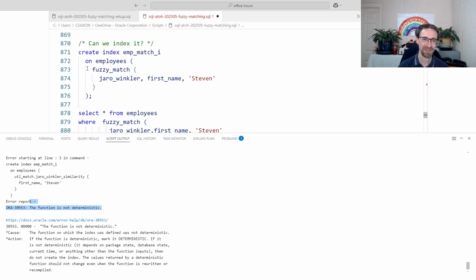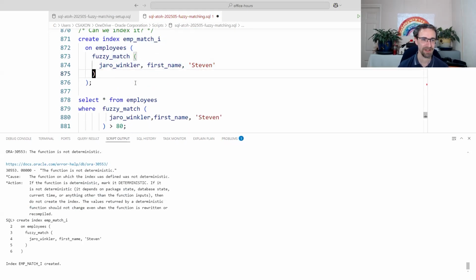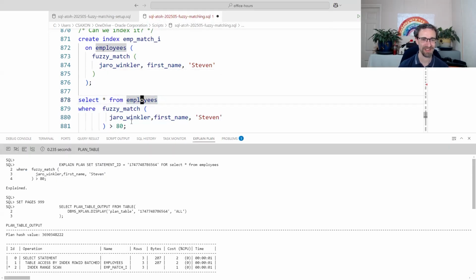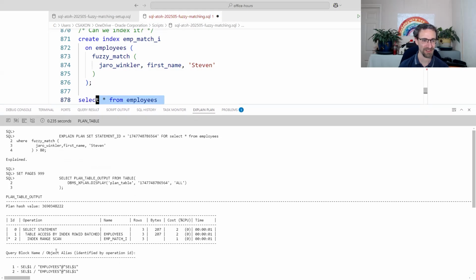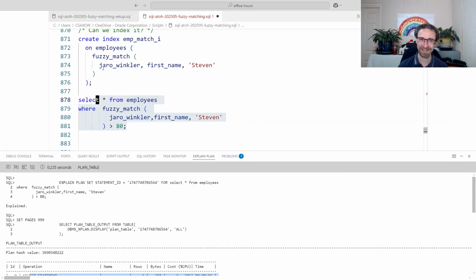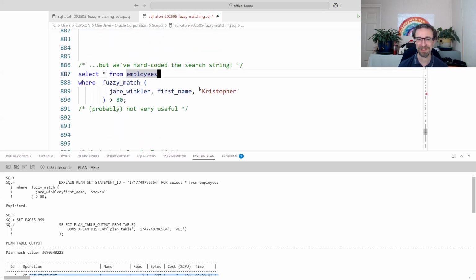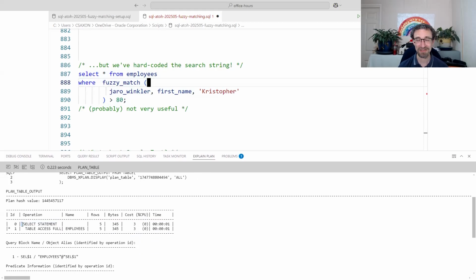What about when it comes to fuzzy match? Well, let's create the index. We can create the index. That's looking good. Let's use it in a SQL statement. So we're saying greater than 80% fuzzy match, and it does do the range scan. Looking pretty promising, right? Well, yeah. What have we created our index on? We're searching for the string Stephen, okay? What happens if we search for a different name? Well, that is not what is in the index. So we get a full table scan. The database can't use it because there is a mismatch between what's in the index and what's in our where clause.